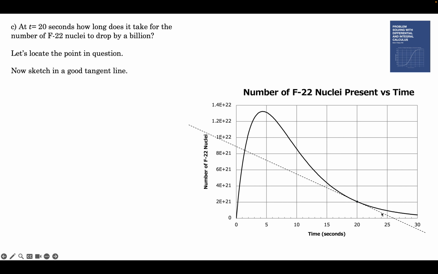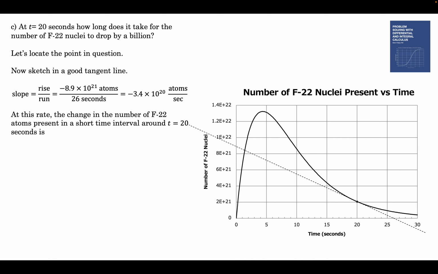Looks like the run is 26 seconds, and the rise is about 9 times 10 to the 21st, a little bit less, and it's dropping, right? The slope is negative, so it's minus 8.9 times 10 to the 21st, and we get minus 3.4 times 10 to the 20th atoms per second. That's the decay rate. That's the change in the number at 20 seconds. Delta population of F22 nuclei.